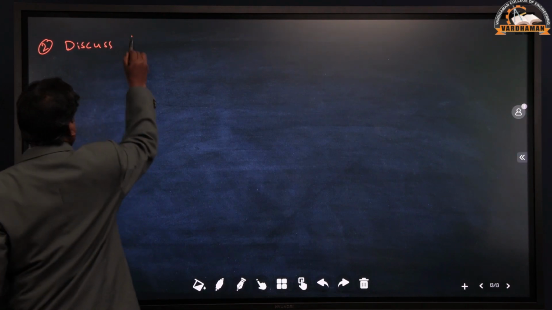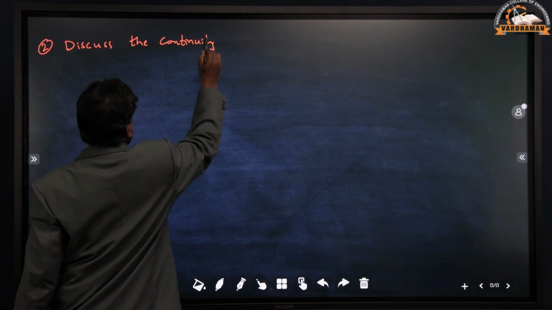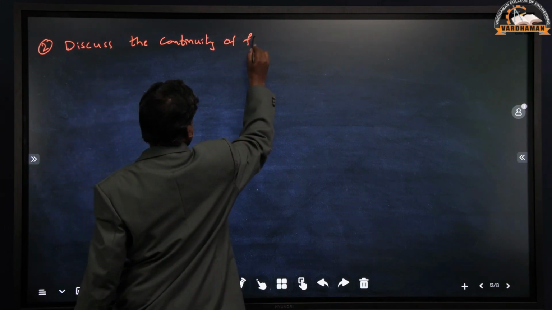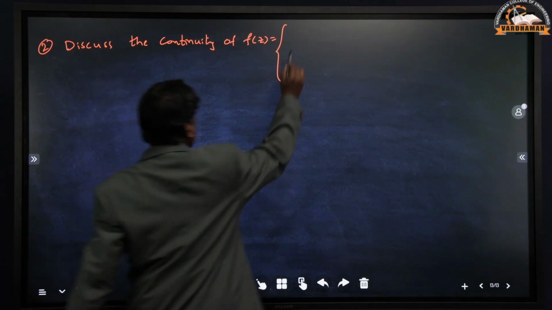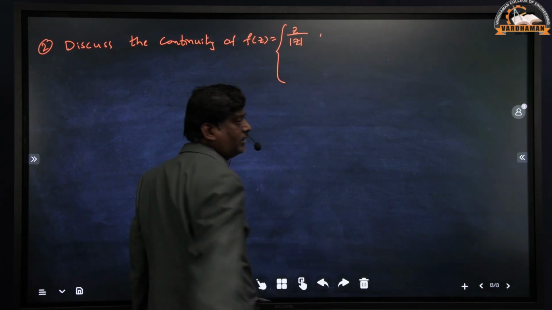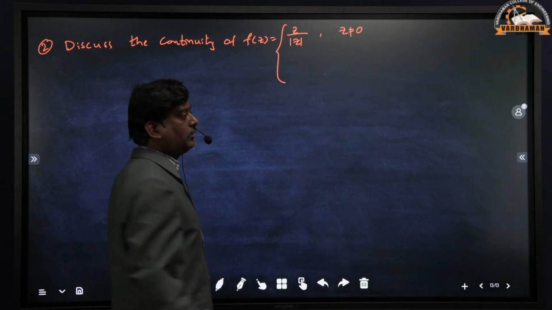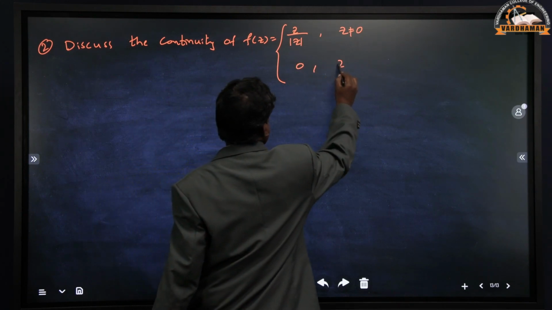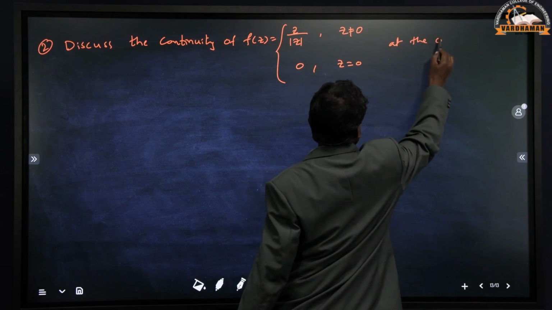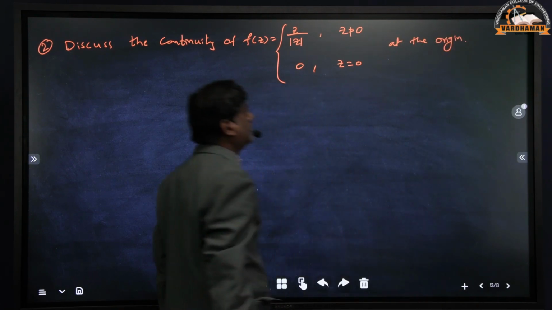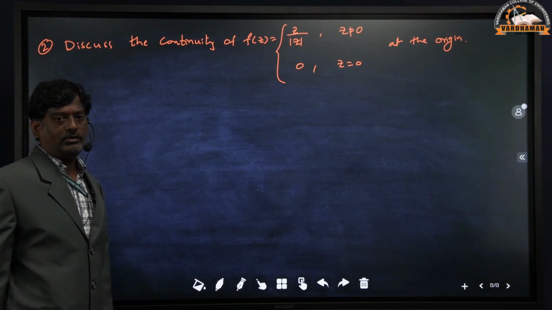Discuss the continuity of f(z) = z by mod z, for z not equal to 0, and f(z) = 0 at z = 0. Now we have to check at the origin, whether it is continuous or not.